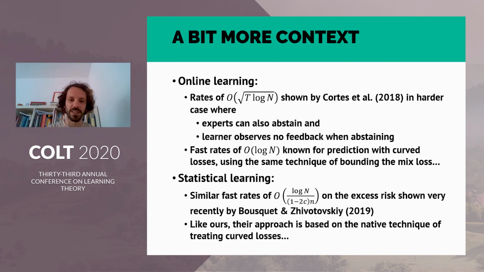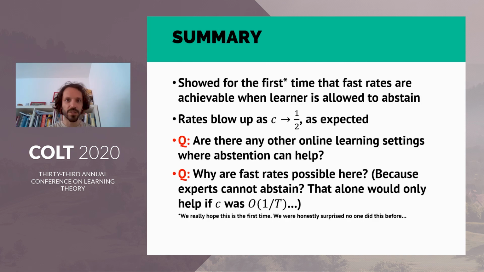Our setup is directly motivated by the very recent results of Olivier Bousquet and my co-author Nikita Zhivotovskiy, who showed that similar speed-ups can be achieved in the case of statistical learning by using techniques that are natively used for treating curved losses in that setting as well. So in summary, this was the first paper that we know about that shows that fast rates are possible in this online learning with abstention setup. Our rates blow up as c approaches 1/2, as expected.